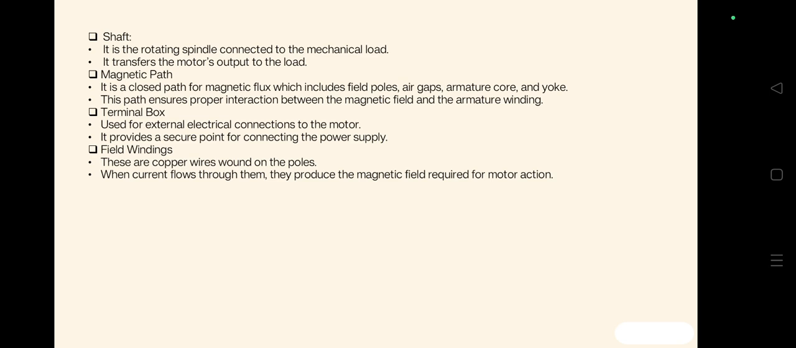Magnetic path. The magnetic path is a closed path for magnetic flux. It includes field poles, air gap, armature core, yoke. This path ensures proper interaction between the magnetic field and armature current, which is necessary for motor action.